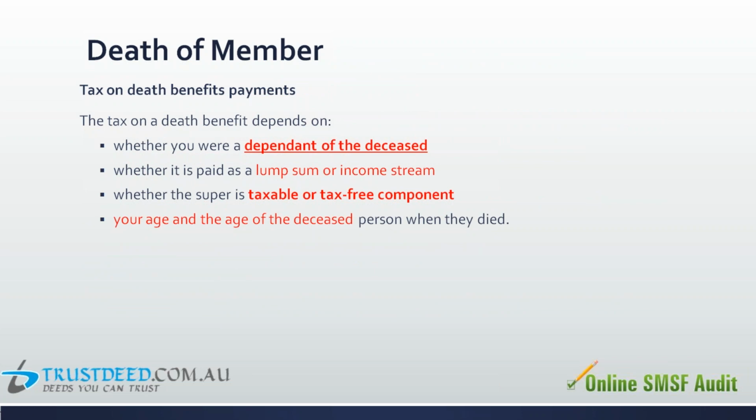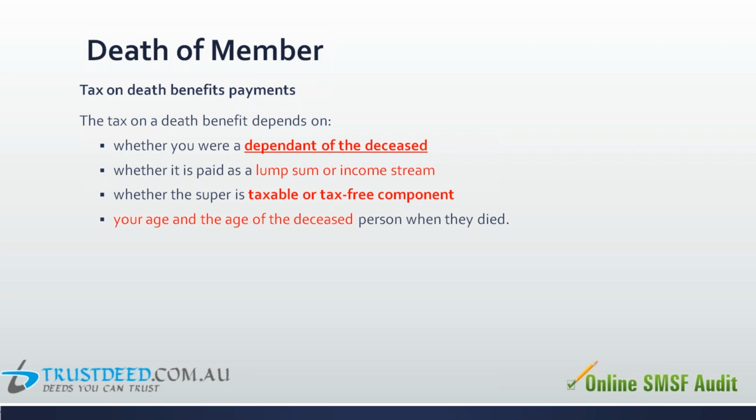Where the person is a dependent under SIS legislation, the tax depends on quite a few things. This is the tax which the beneficiary has to pay. So tax on a death benefit depends on many things. First is whether you are a dependent of the deceased or not, and that's a very important thing. If you're not a dependent, then of course you will pay tax. But if you're a dependent and you're getting a lump sum, you're not going to pay any tax. The tax also depends on whether you're getting a lump sum or an income stream, and it also depends on the deceased's taxable and tax-free component.